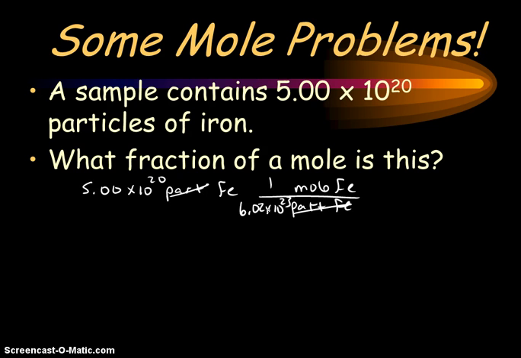So we're going to take 5.00 times 10 to the 20, divide it by 6.02 times 10 to the 23rd. Since our number that we were given has 3 digits, we're going to want 3 digits in our answer. So we're going to get 8.31 times 10 to the negative 4 moles of iron.